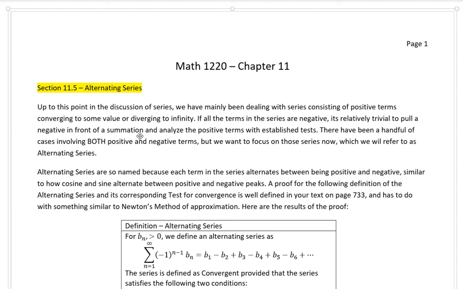In this video, we're going to go through section 11.5, which is going to cover just kind of a short concept, and that is the concept of alternating series.